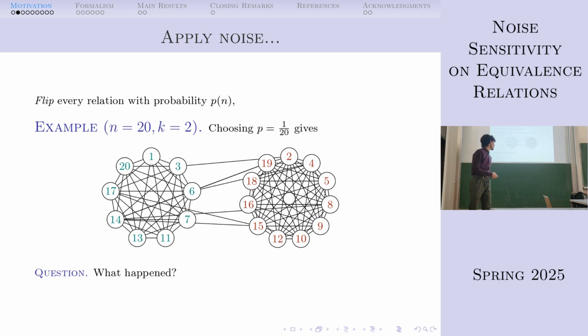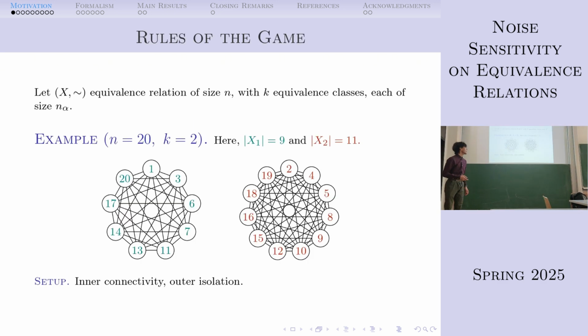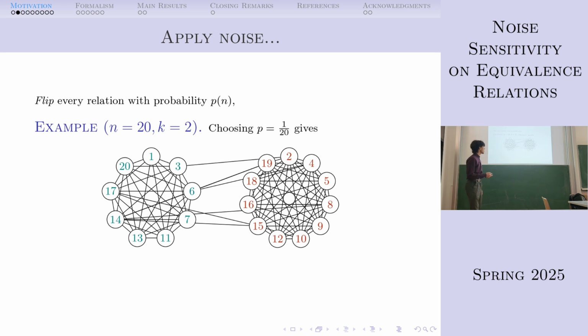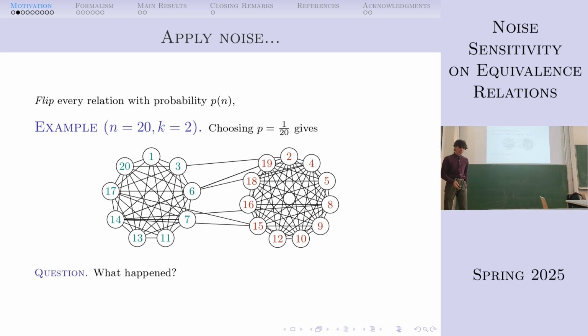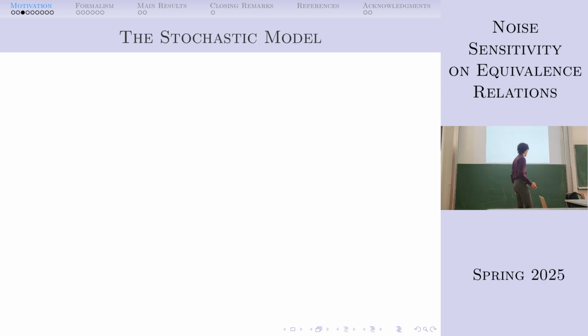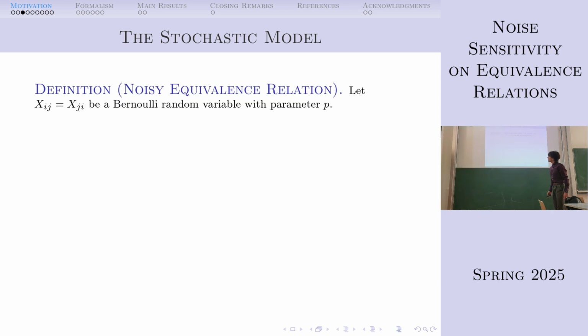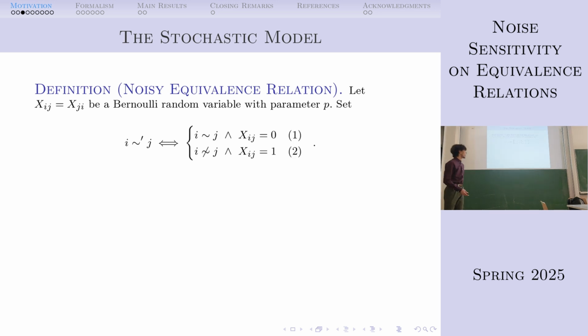And this happens with probability p. And of course there's the question, you start from this graph and you go to this other one which maybe doesn't look so nice, and you ask the question, so what happened? And this is a question we'll keep in mind, and we'll answer for this talk. So the stochastic model that we're looking at is the following. Well, if you want to flip vertices or flip edges, then you're looking at Bernoulli random variables, and this is the setup.